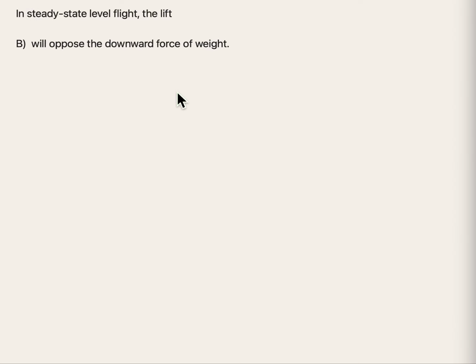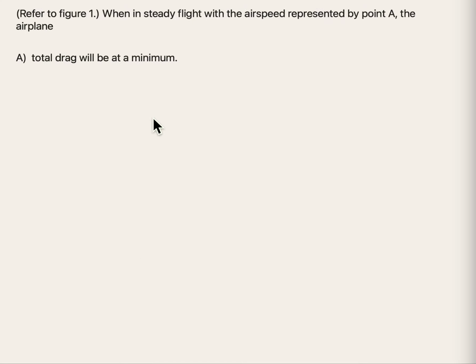In steady state level flight, the lift will oppose the downward force of weight. That's correct. That's easy.